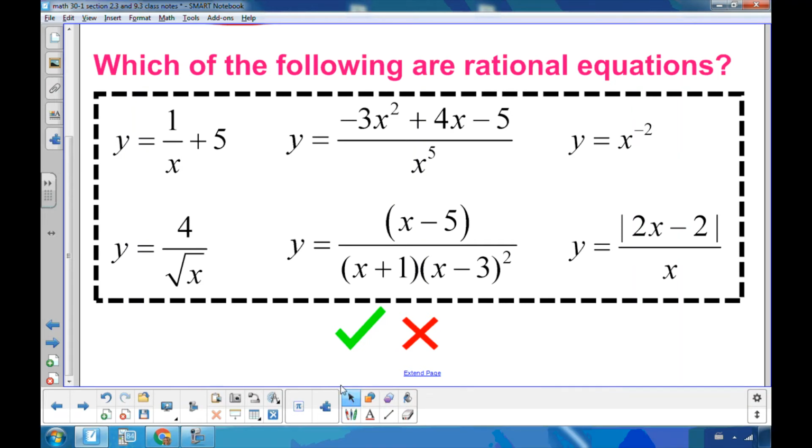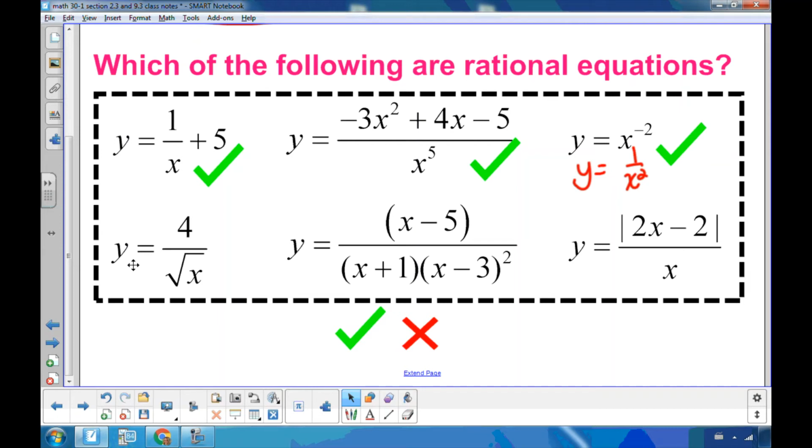Looking at the first one, I have a fraction here. 1 is a polynomial. It's a constant. x is also a polynomial. So yes, this is a rational equation. Looking at the second one here, the numerator and denominator are both polynomials, so that is a rational equation. This next one, I have x to the negative 2. That really means 1 over x squared. Take the reciprocal of the base and then the exponent is positive. Again, the numerator and the denominator are both polynomials, so that is a rational equation.